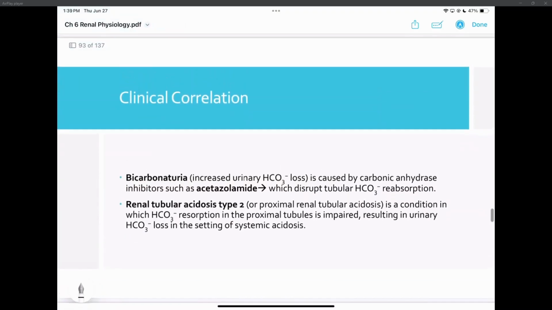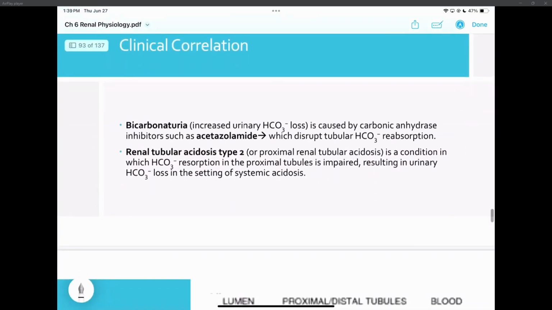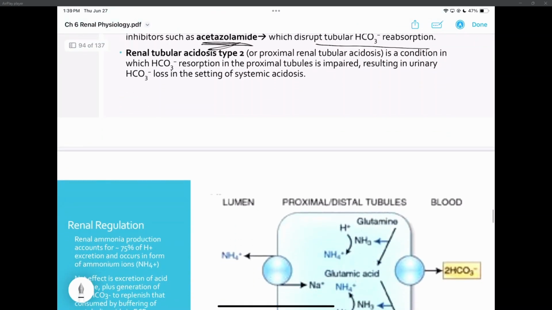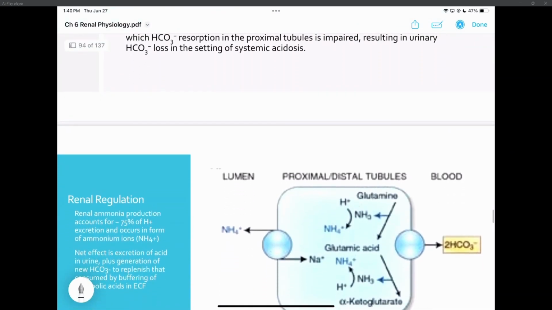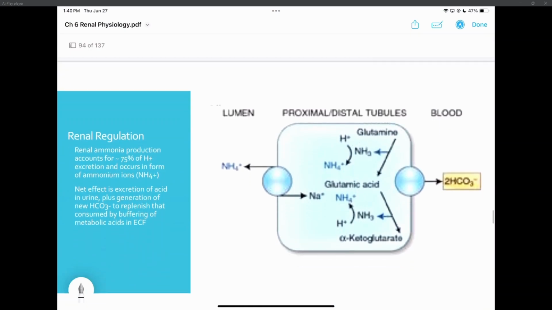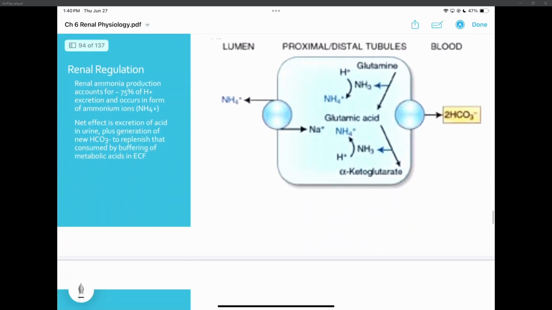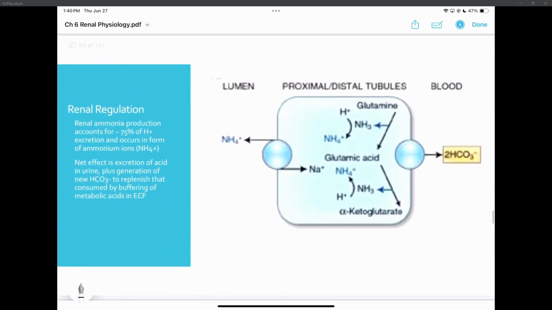So this is what I was talking about before with these carbonic anhydrase inhibitors, acetazolamide, which disrupts tubular bicarb reabsorption. And don't worry about the rest. So acetazolamide is the drug you give for high altitude mountain sickness. If any of you want to do environmental medicine, I know we do have a couple of PAs who graduated that work in wildlife and do all the environmental stuff.